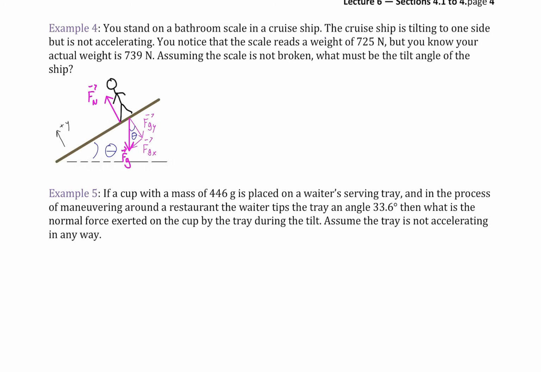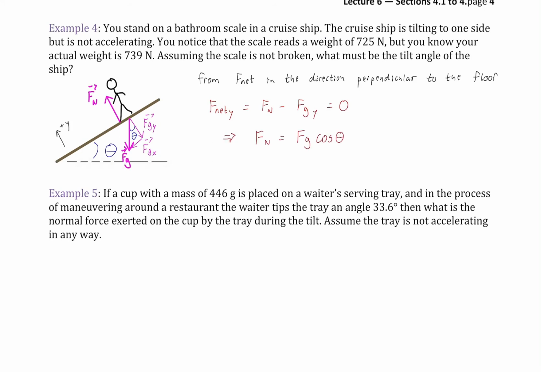So what does it look like then for net force? In the direction perpendicular to the floor, we have F net y equals Fn minus Fgy, and that's going to equal 0 because there's no acceleration of the floor. That means the normal force is just equal to Fg cosine theta. How do I know it's cosine? Because from geometry, I know that the tilt angle here is equal to this angle. Those two angles have to be equal to each other. And so then we have Fn equals Fg cosine theta.